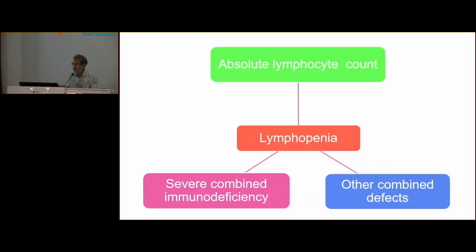So absolute lymphocyte count is very important, and lymphopenia is associated with combined defects, and the most common would be a severe combined immunodeficiency. So any infant with a lymphocyte count less than 2,500 or 3,000 should be investigated for a severe combined immunodeficiency. And lymphopenia can also be associated with other combined defects.